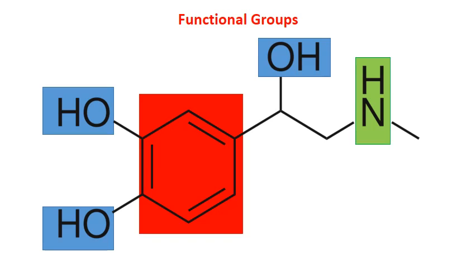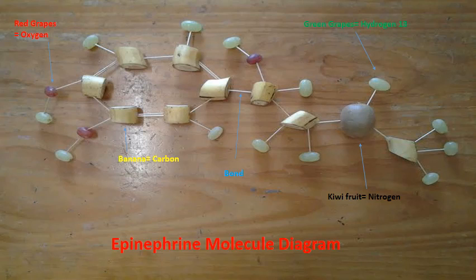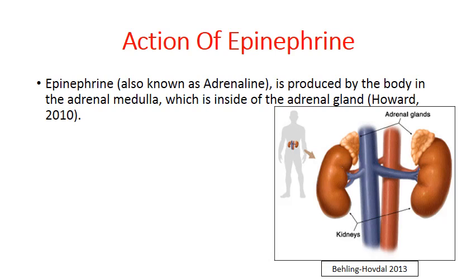The epinephrine structure formula contains carbon, hydrogen, oxygen, and nitrogen atoms. The functional groups that can be found in the molecule are the alcohol groups in blue, the benzene ring in red, and the amino groups in green. In the diagram of the epinephrine molecule, it is evident that there are 9 carbon atoms, 13 hydrogen atoms, 1 nitrogen atom, and 13 oxygen atoms, as well as the bonds between them.